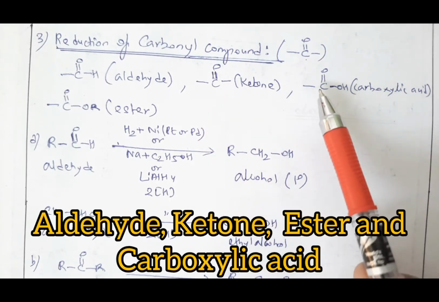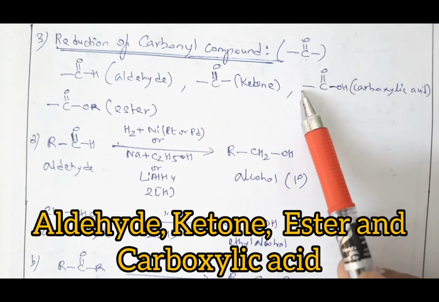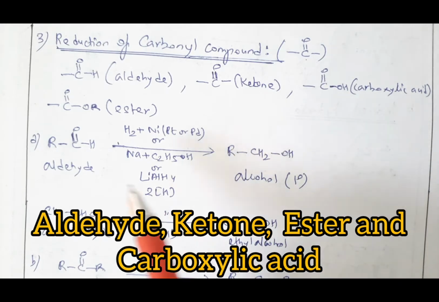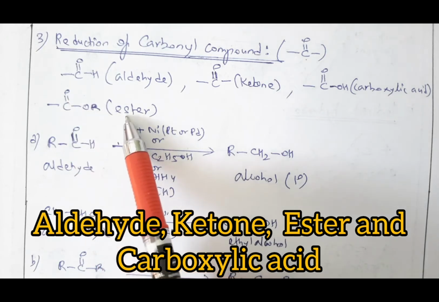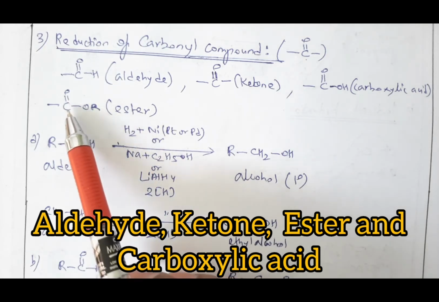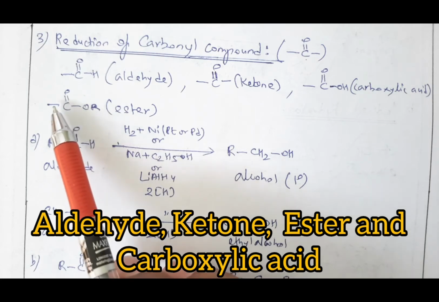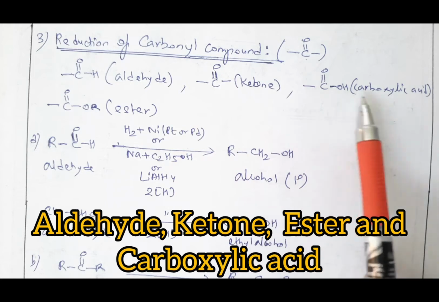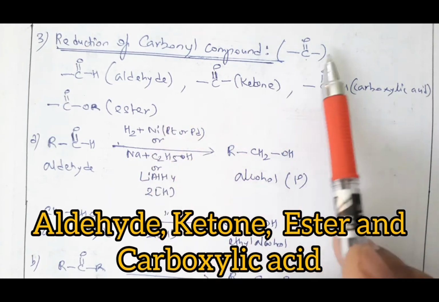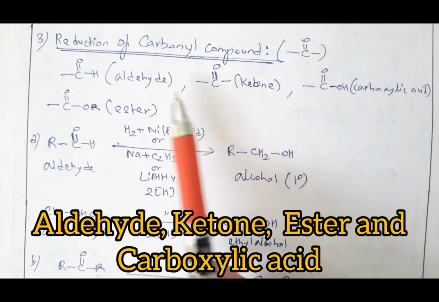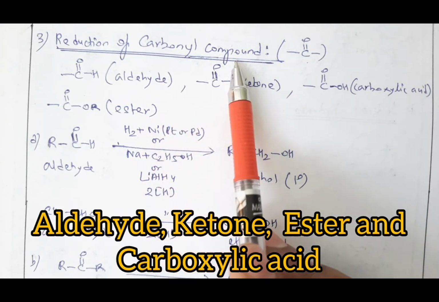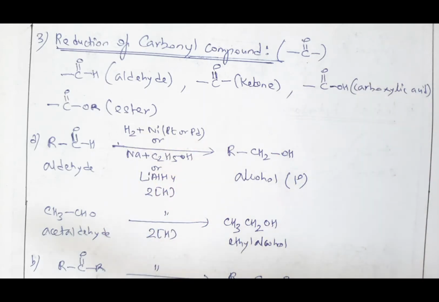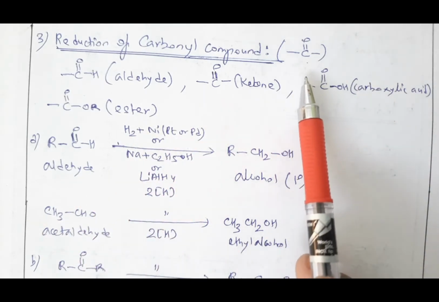Carboxylic acid means COOH, C double bond O, OH, and this dash has been put to make the valency of carbon 4. It is also a carbonyl compound. COOR means ester. Ester is also a carbonyl compound because C double bond O is present in it, and carbon valency has been made 4. So whether you see aldehyde, ketone, carboxylic acid or ester, all of them contain C double bond O, so all of them are referred to as carbonyl compounds.